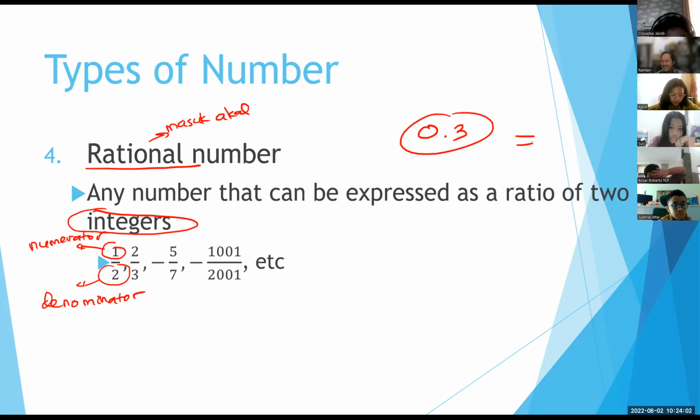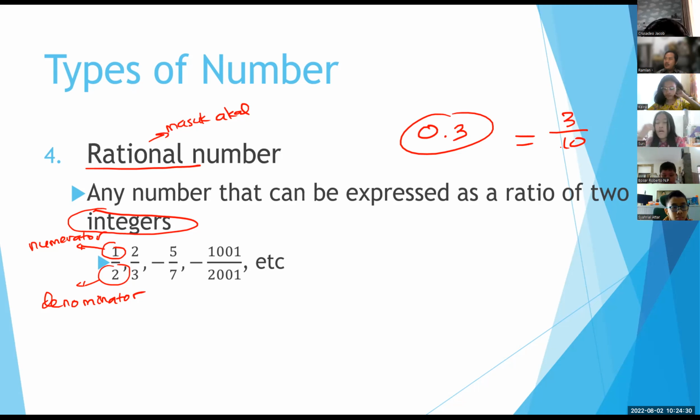Sure, kan? If you put 0.3 into the calculator and then you press the equal sign, dia jadinya gimana? 3 over 10. Viro, what does it tell you? The screen in your calculator says 3/10, right? Yes, correct.